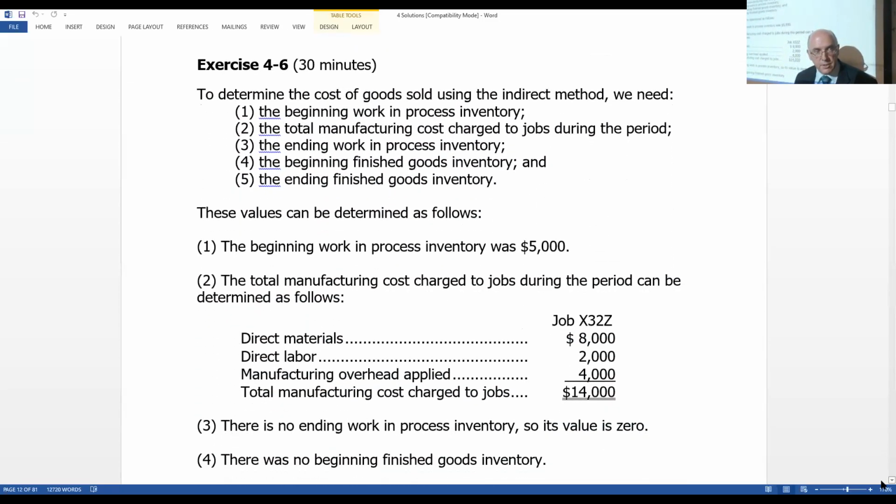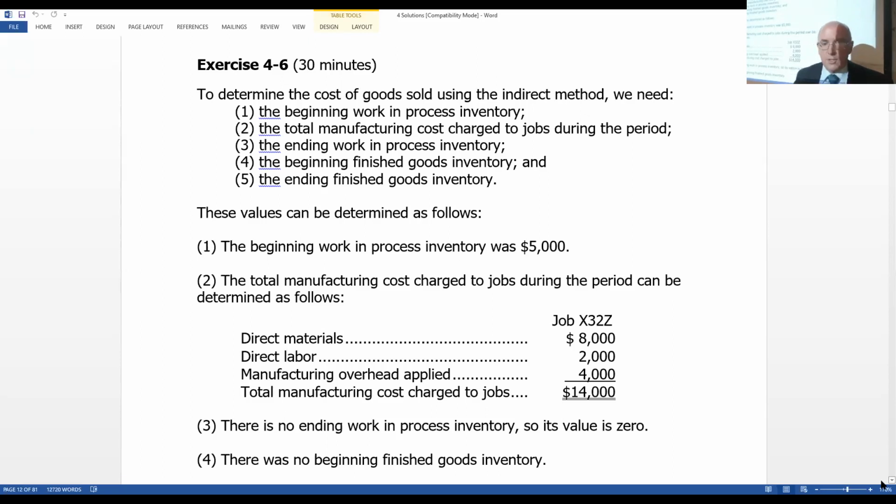So for number 6, again, to determine the cost of goods sold using the indirect method, we need the beginning work in process inventory, which they gave us. Total manufacturing cost charged to jobs, they gave us that. The ending work in process inventory was 0. The beginning finished goods inventory and the ending finished goods inventory. These values can be determined as follows.